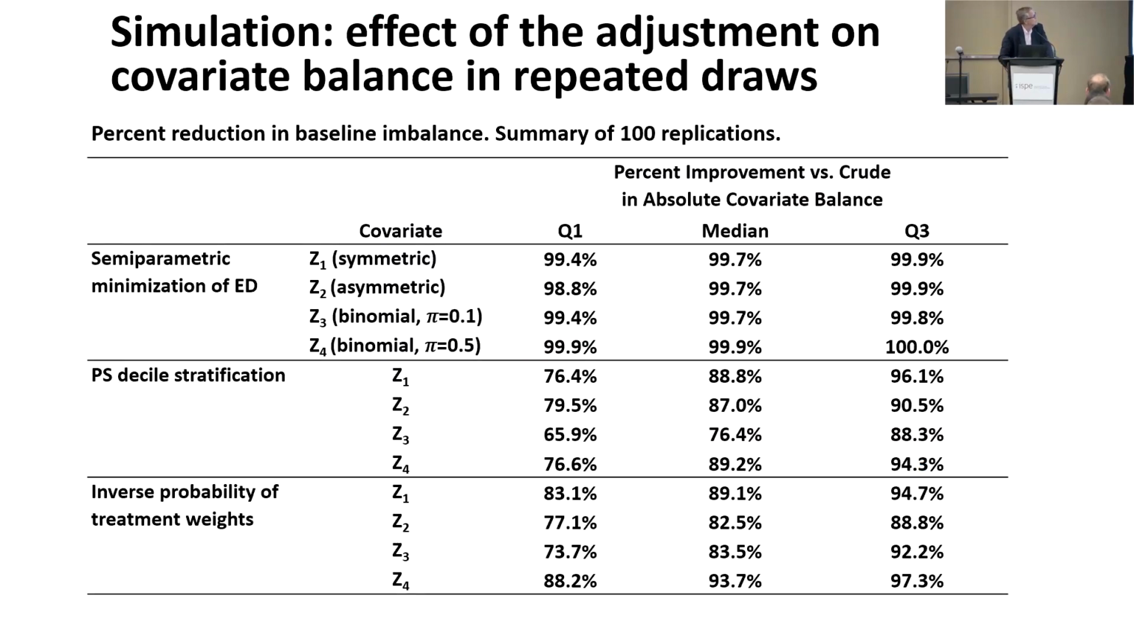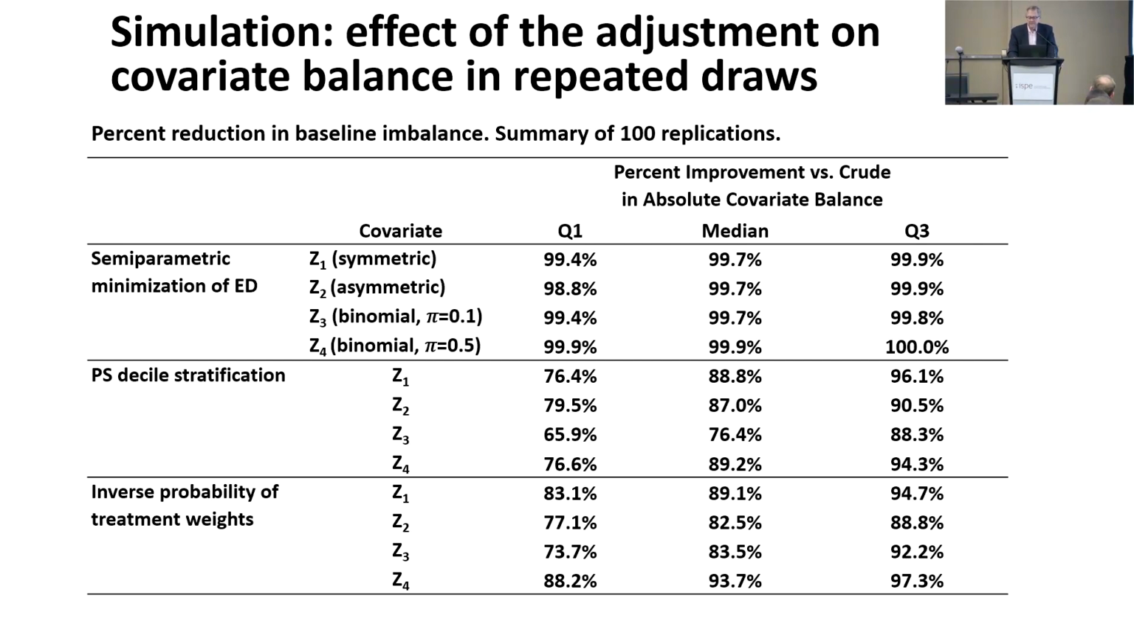Now, here we've got the summary statistics for each covariate. Remember, there are different kinds of covariate distributions for 100 repetitions. Compared to the crude, each of the panels gives the percentage improvement in discrepancy or in bias in covariate values for the population-weighted average values. The top panel shows the results from the semi-parametric procedure. As we saw in the single data instance, 99% or more of the crude imbalance is removed.